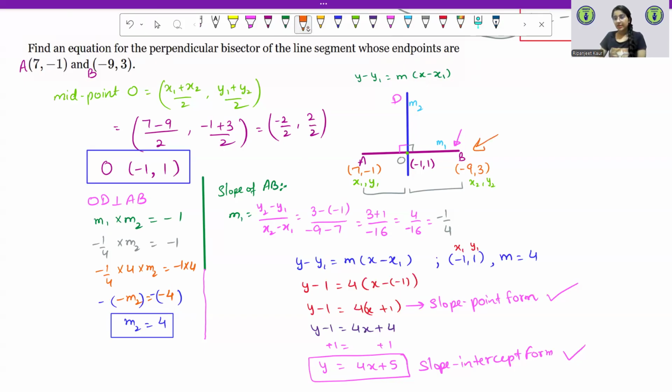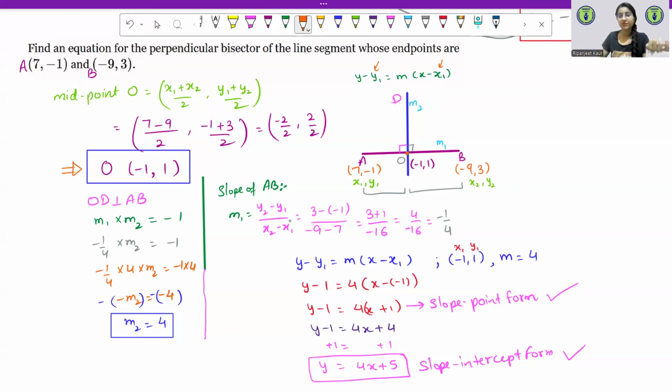That there is a line for which this blue line is going to be the perpendicular bisector. It's a bisector, bisecting into two equal parts. If bisecting into two equal parts, then O should be the midpoint. If O is the midpoint for AB, then we can find out the coordinate by the midpoint formula. After finding the coordinate, we got this point. Now we just need the slope.